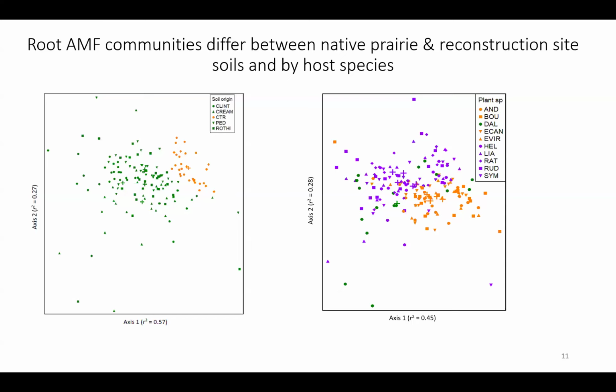And so again, what we see is that there seems to be this general pattern where forbs are associating with these diverse communities, and grasses associate with a somewhat less diverse community because those points are clustering more closely together, and that community is generally distinct from the community in forbs.